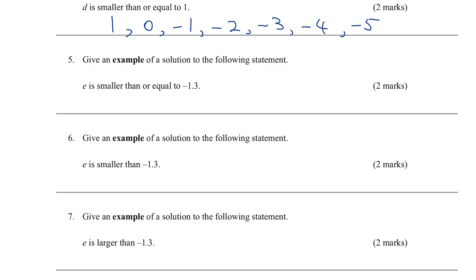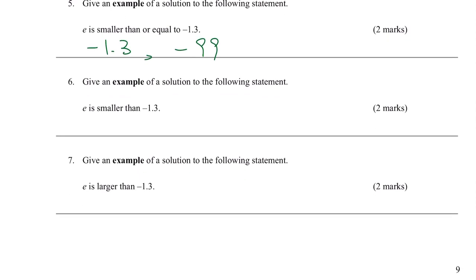Next. E is smaller than or equal to -1.3. So can it be -1.3? Yes. What other numbers are smaller than that? The more negative, the smaller it is. So -99 this time. Okay?